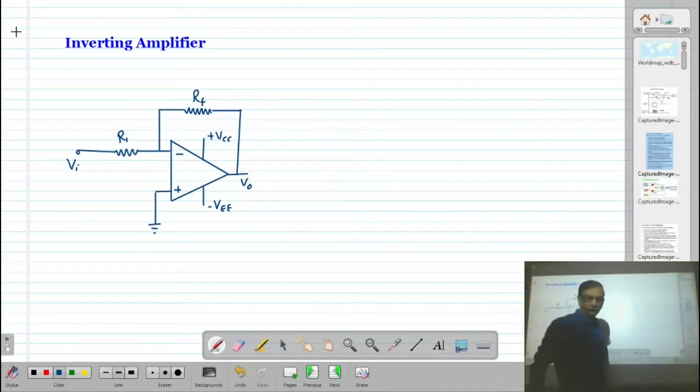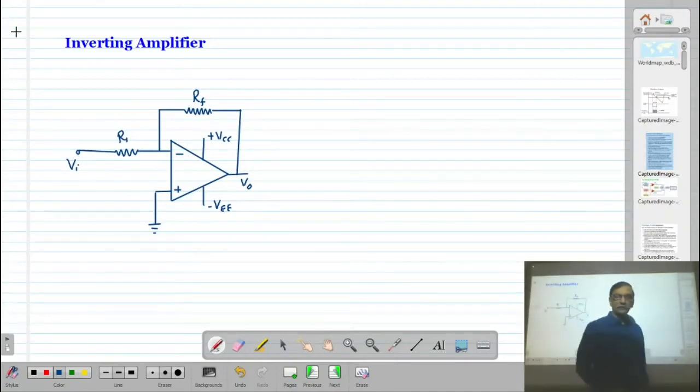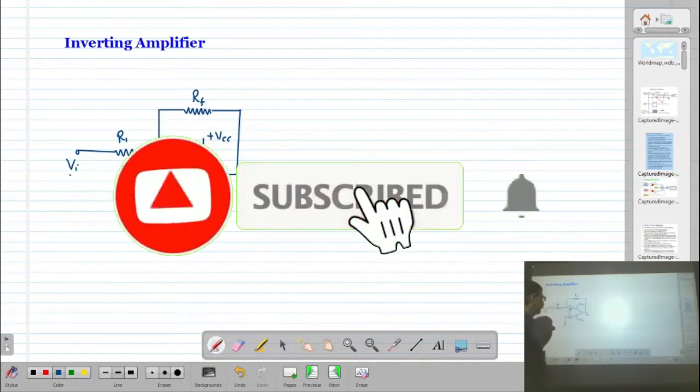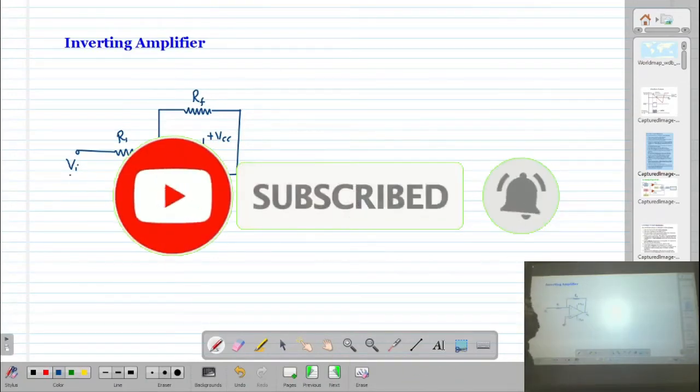Hello everyone. In the previous session we discussed one application of the operational amplifier, the inverting amplifier. If you look at the circuit diagram, whatever signal you want to amplify is given to the inverting terminal of the operational amplifier, and the non-inverting terminal is connected to the ground.